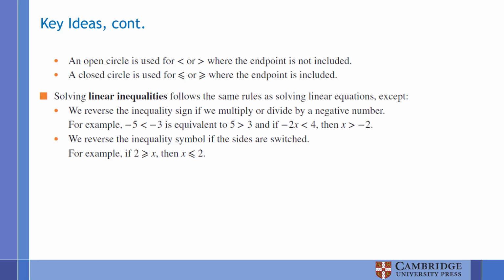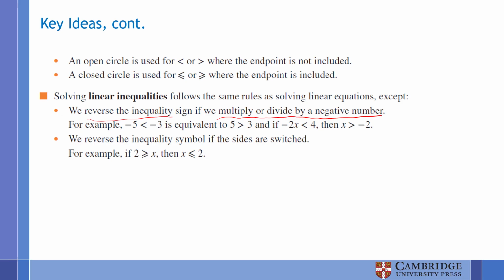Okay, when we solve linear inequalities, our same rules as solving our equations hold, except we have one new rule. Okay, so if we multiply or divide by a negative number, we have to reverse the inequality sign. So for example, -5 is less than -3. Okay, that's equivalent to saying 5 is greater than 3, because if we multiplied -5 by -1, it becomes +5. And if we multiply -3 by -1, it becomes +3. And so we need to switch that inequality sign, otherwise it'd be around the wrong way.